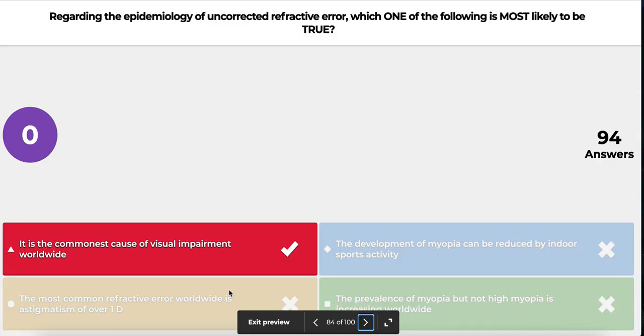The development of myopia can be reduced by outdoor activities, like sports activities, but not indoor activities. Any sport or activity indoors will make someone look at a closer distance, leading to increased accommodation and increasing the myopia. So outdoor will be the best. The most common refractive error worldwide is myopia, and the prevalence of myopia is high for both myopia and high myopia.